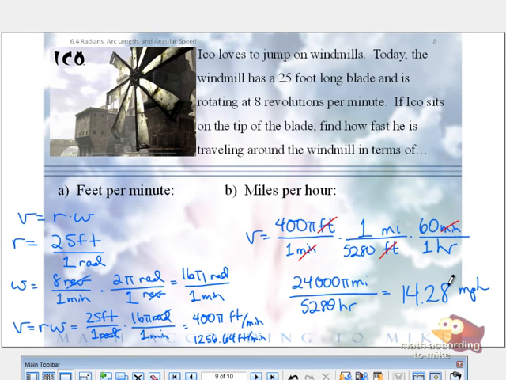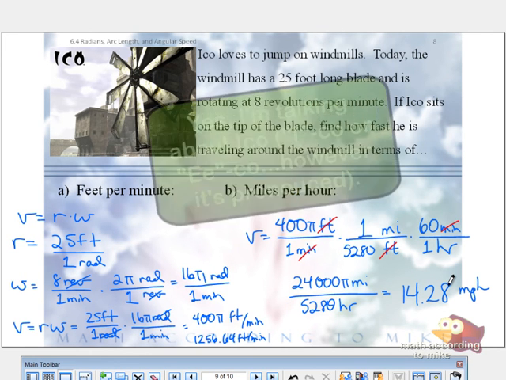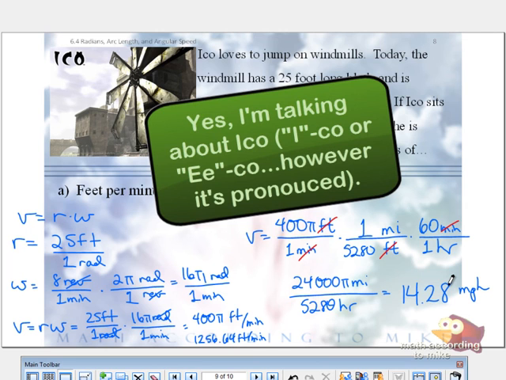He's Ico. Or Eco, however you pronounce it. Look at he's a boy with horns, and he gets banished from his village because he was born with horns.